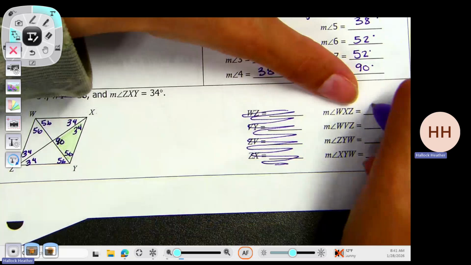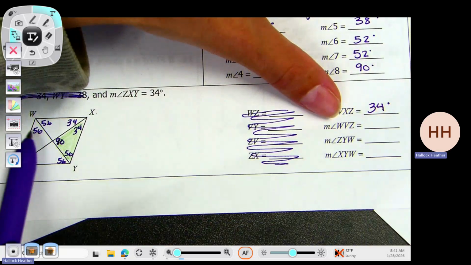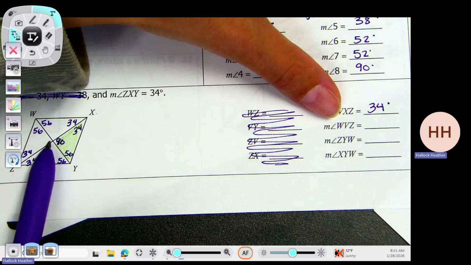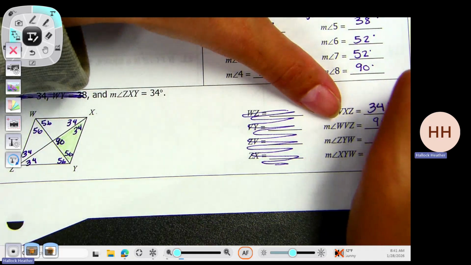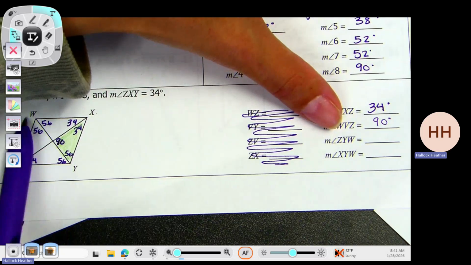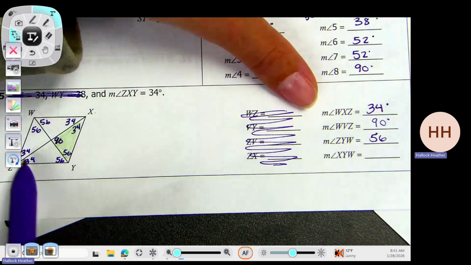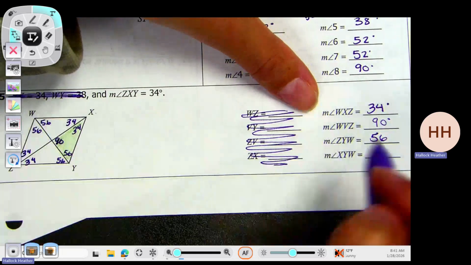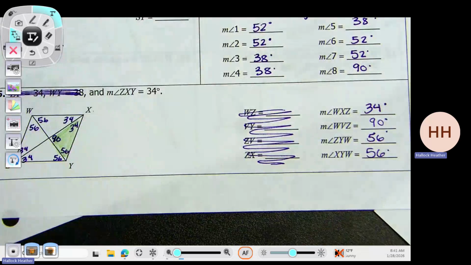Let's start with the 90, 50, 76. The next one says WVZ, which is 90, because all the intersections are 90. The next one says ZYW, 56. And then the last one is XYW, which is 56.